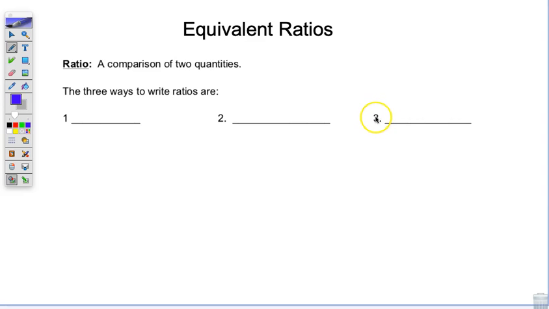Today's lesson is on equivalent ratios. A ratio is a comparison of two quantities. You can write ratios in one of three ways. The first way to write it is using a colon. So let's say that we had x to y. So using a colon, you can write it just like that.